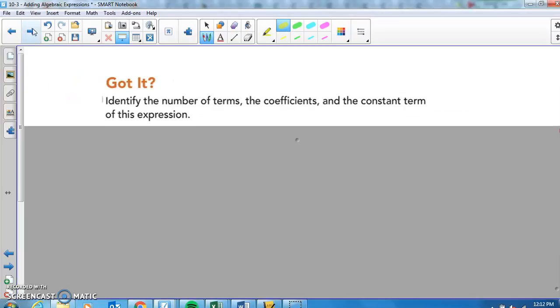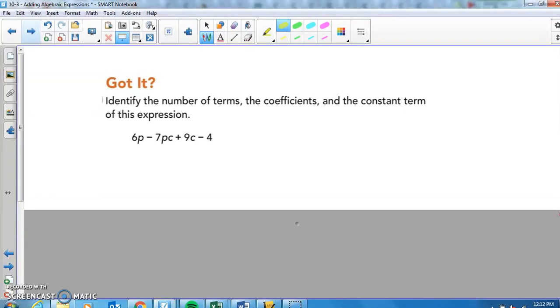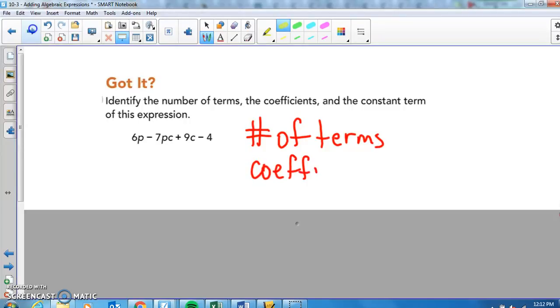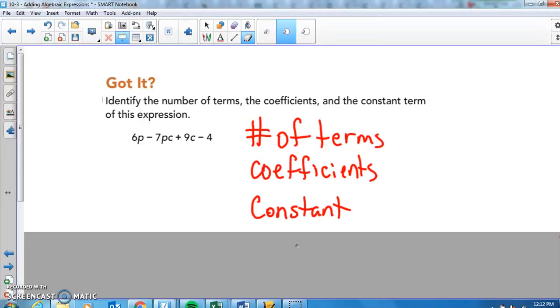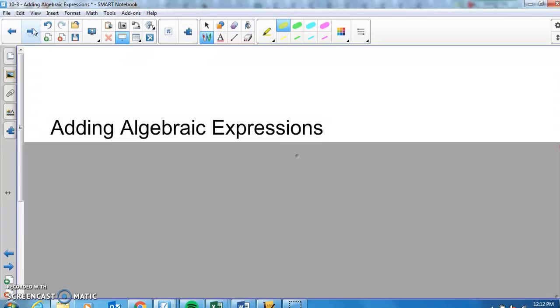Next thing, identify the number of terms, the coefficients, and the constants of this expression. So what I want you to do is tell me the number of terms, the coefficients, and the constant, if there is one. I'll just ignore that bell. So if you will do this with 6p minus 7pc plus 9c minus 4. All right, moving right along.